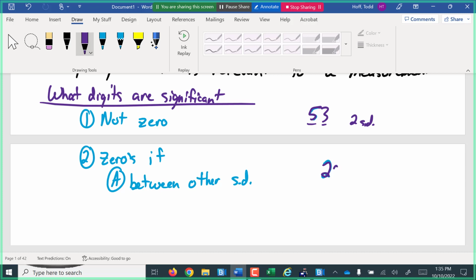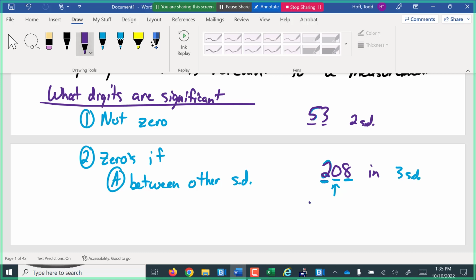Well, if I have 208 inches, the 2 is significant and the 8 is significant because they're not zeros. Well, this 0 is between them, so since it's between other significant digits, it's also significant. So that has 3 significant digits.